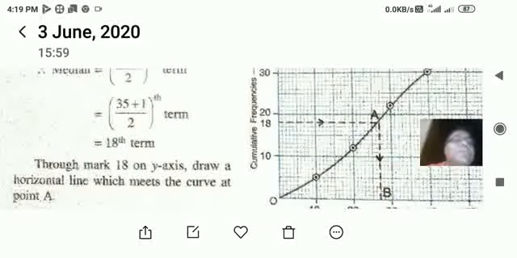From this, plot the graph. As you can see in this graph, cumulative frequency is taken on the y-axis and class interval on the x-axis. Then plot this. n is given as 35, so median will be n plus 1 by 2, or 35 plus 1 by 2, which is the 18th term.